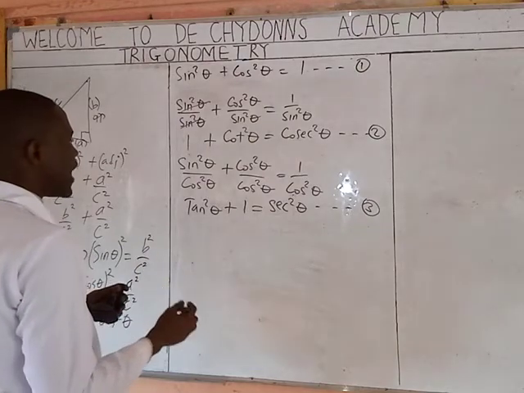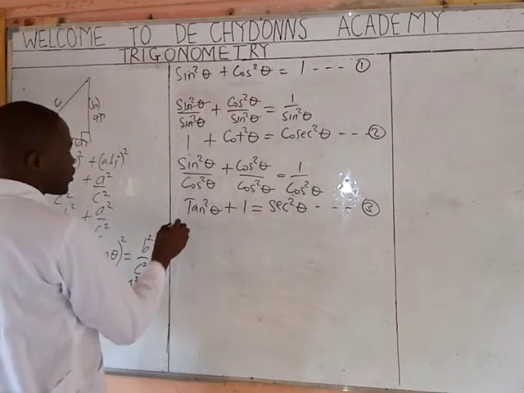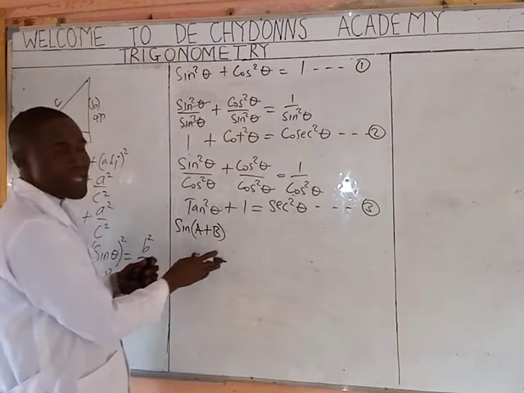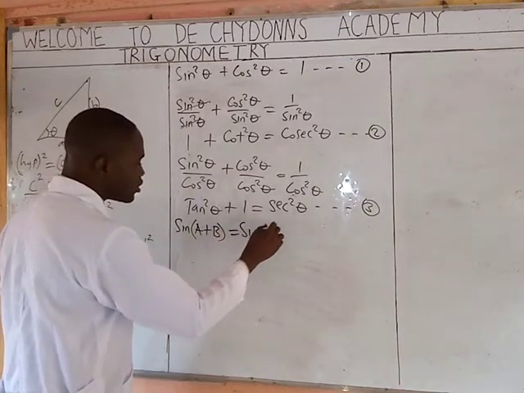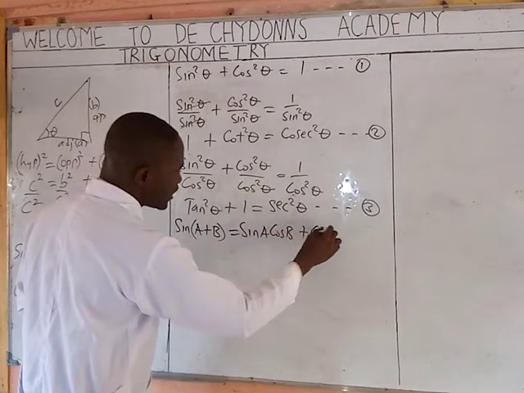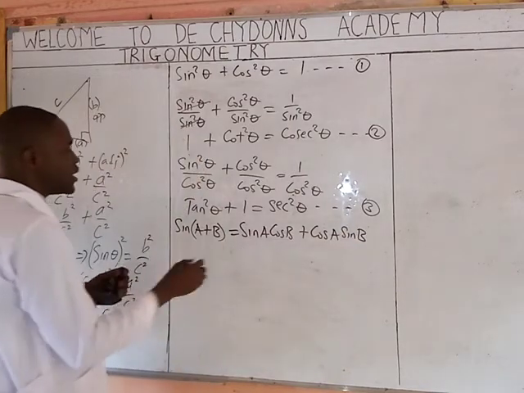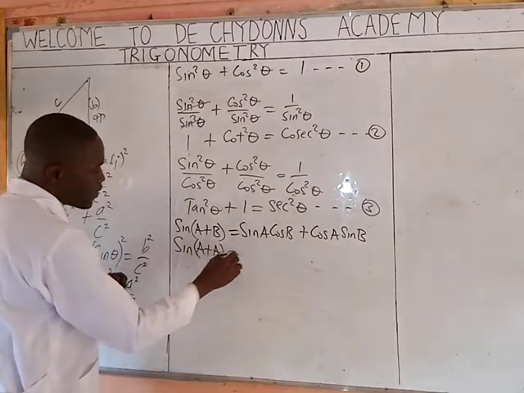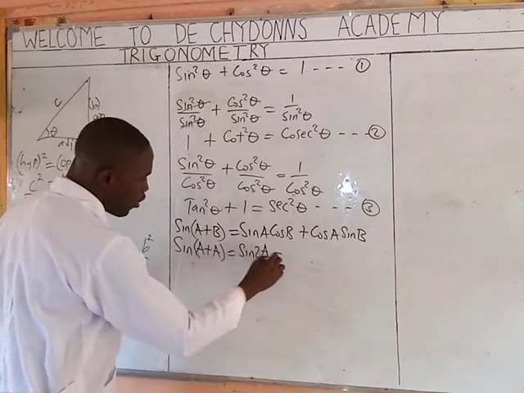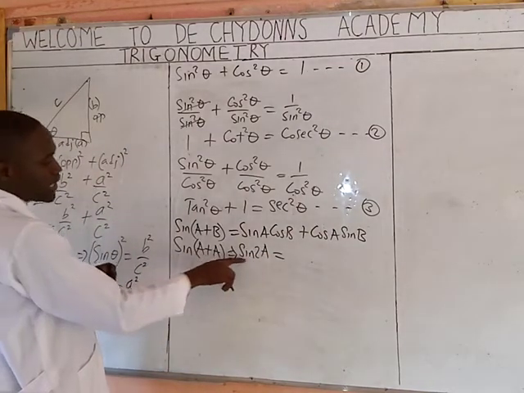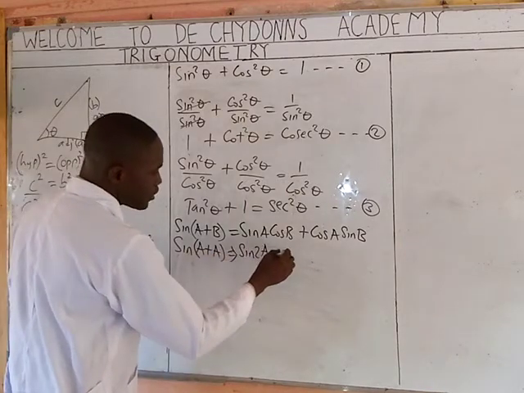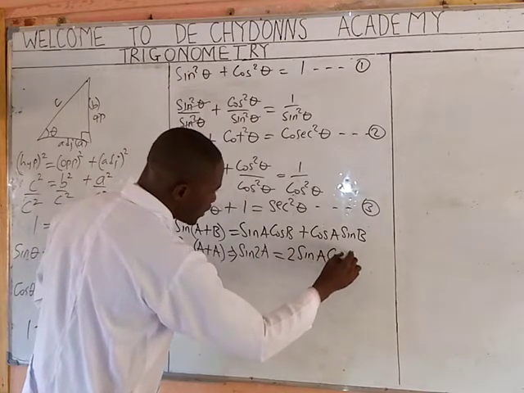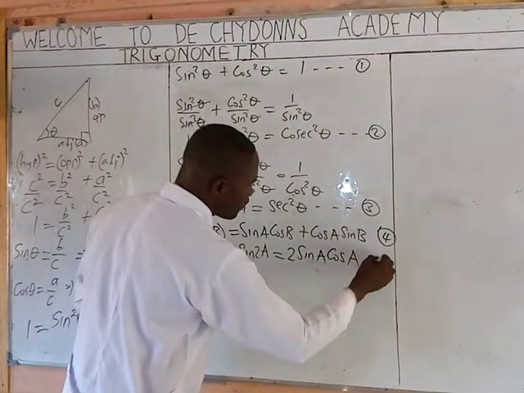Then it is noted that, on compound angles, sine A plus B equals sine A cos B plus cos A sine B. That means when you have sine A plus A, that gives sine 2A equals sine A cos A plus cos A sine A, which gives 2 sine A cos A. This is equation 4 and this is equation 5.